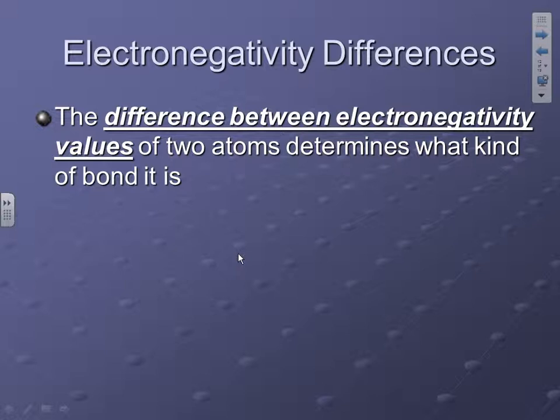Notice that phrase is in bold, it is underlined, and it is also in italics, right? You think it's kind of important? Yeah, it must be important. So we look at the difference between electronegativity values, right? We have to look at one atom versus the other. A bond exists between two atoms. We have to look at the value of one versus the value of the other.